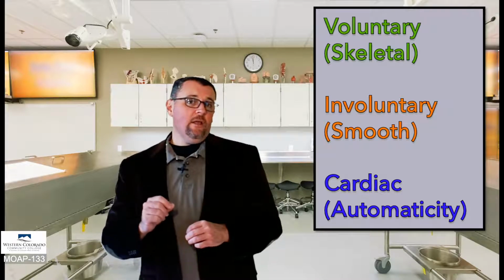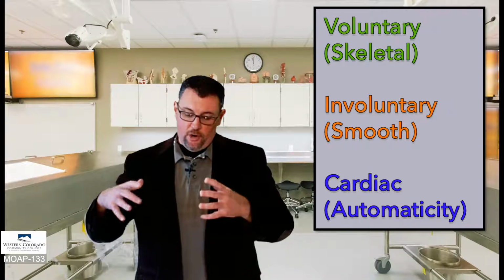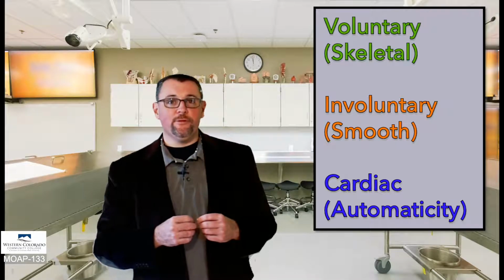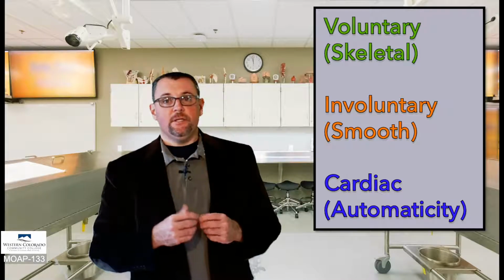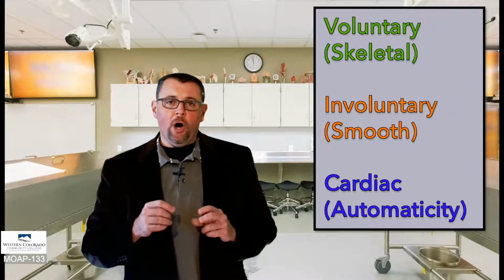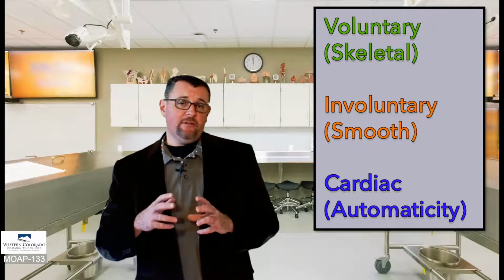But the key that sets cardiac muscle apart from all the other types of muscle in the human body is its automaticity. That's a term you need to know. Automaticity refers to the ability of the heart to beat by itself independent of anything else in the body. In other words, it doesn't require any stimulus in order to perform its functions. It stimulates itself. It's the only muscle in the body that can do that.